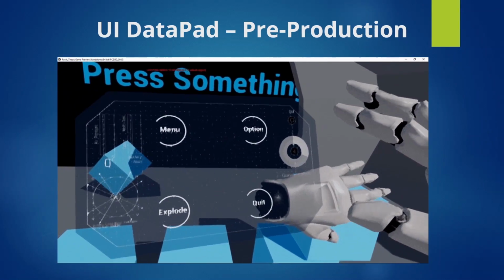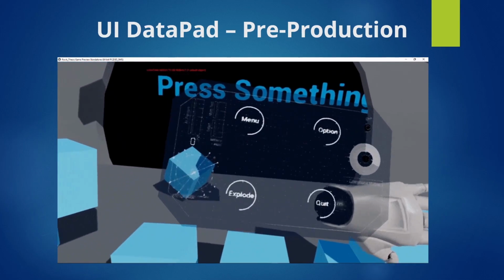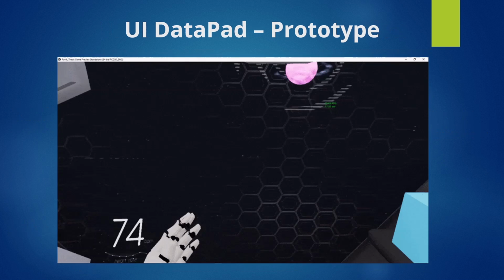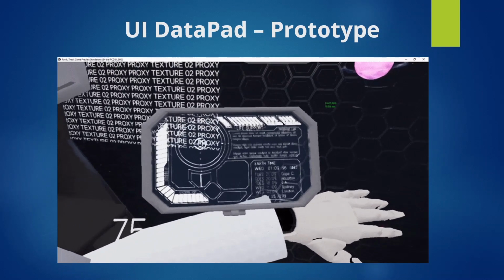This is the earliest version of the DataPad, which I was mostly focused on learning what was possible in VR. And some of what I noticed, the lines got easily lost or didn't render at all. Not enough shades of gray makes it hard to contrast and see what's happening. And then small fonts just really do not work. Going forward into the prototype, I made a few changes.